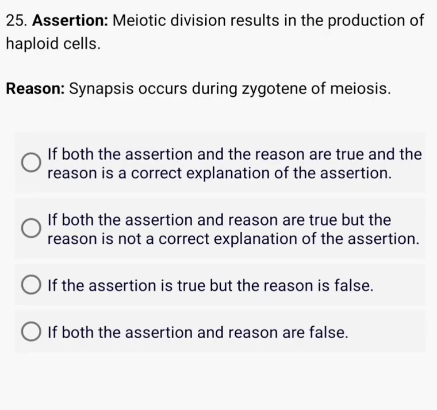Assertion: meiotic division results in the production of haploid cells. Reason: synapsis occurs during zygotene of meiosis. A. If both the assertion and the reason are true and the reason. Right.